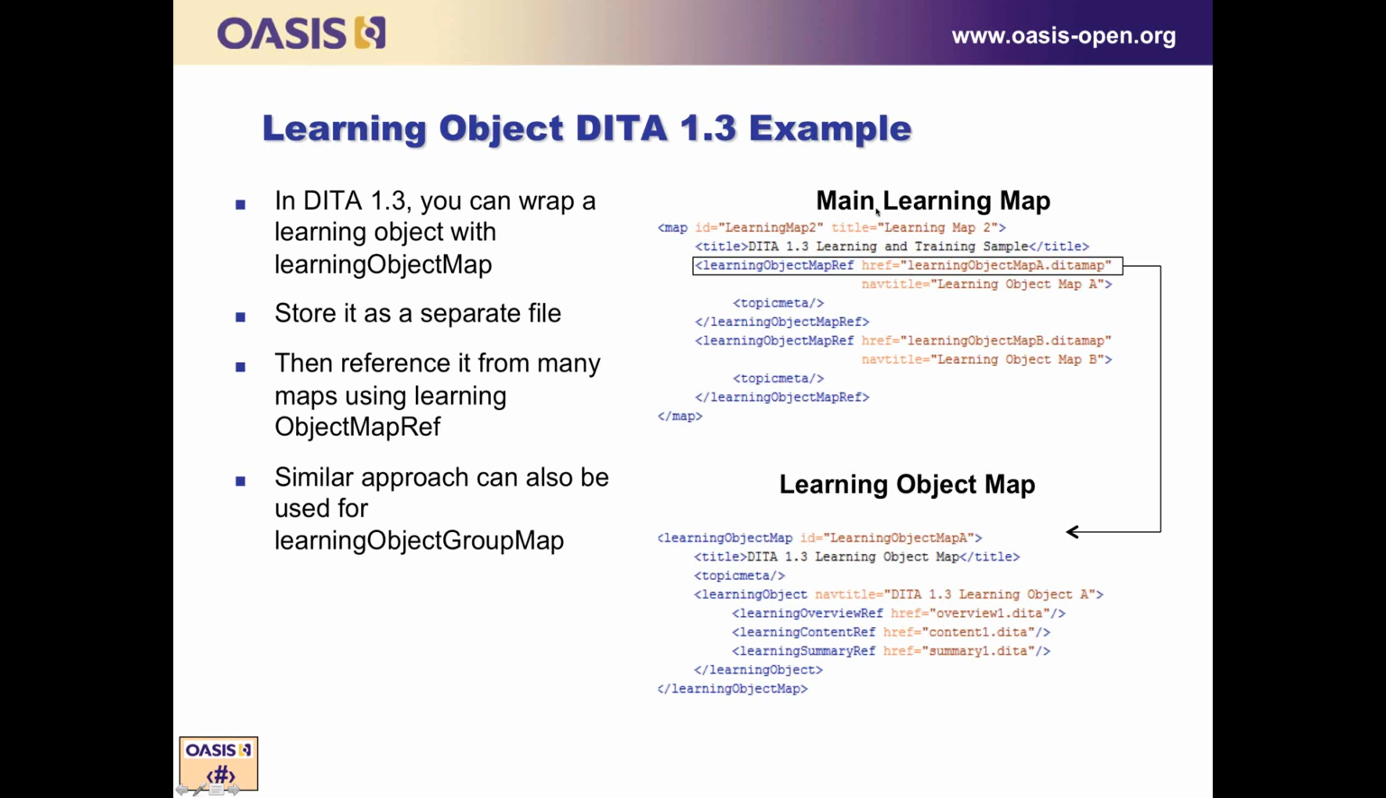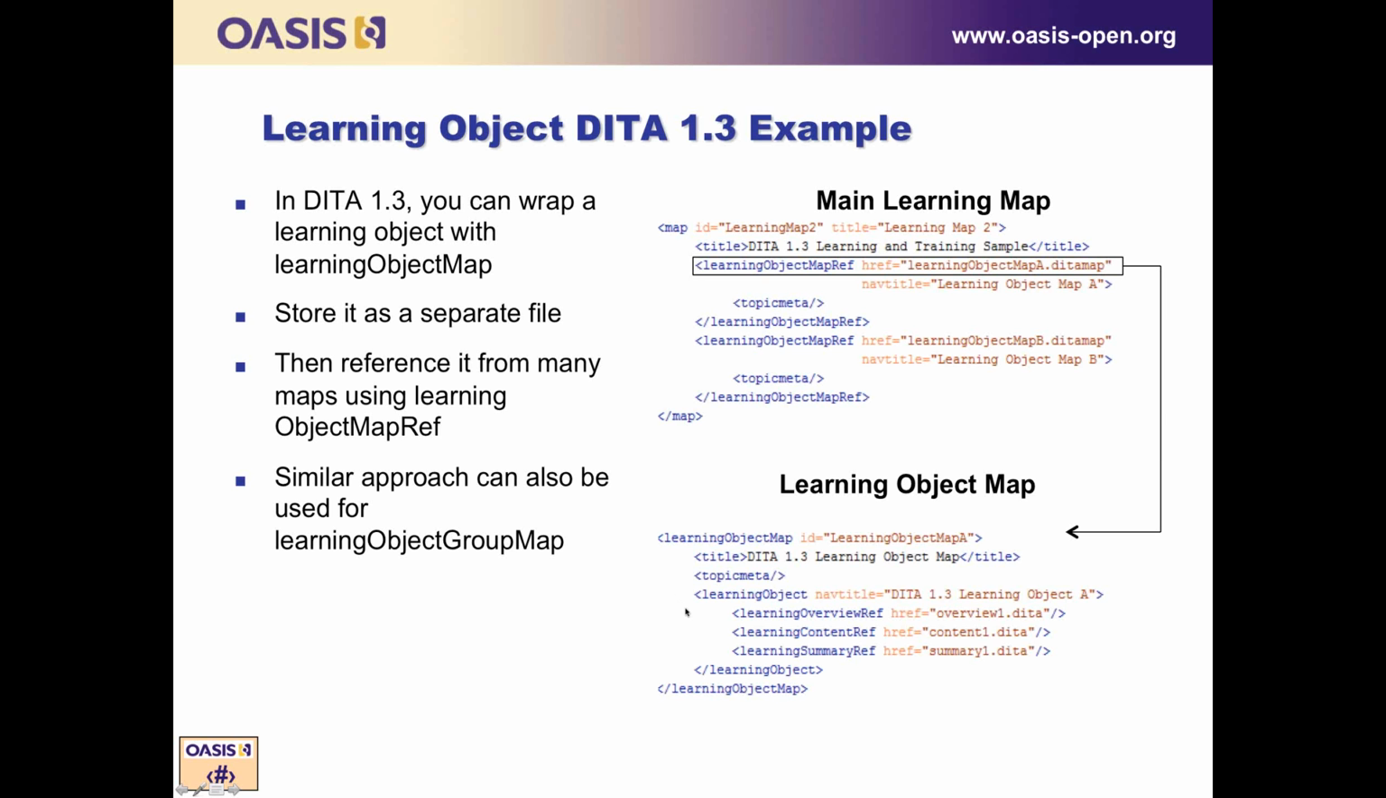So here you can see this is our main learning map that we created with DITA 1.3. Instead of actually defining the learning object here within this map, I just have a reference. So now I use this element called learning object map ref. It has an href attribute, and you can see it's just pointing to this learning object map. The learning object map is just a wrapper basically around the learning object.